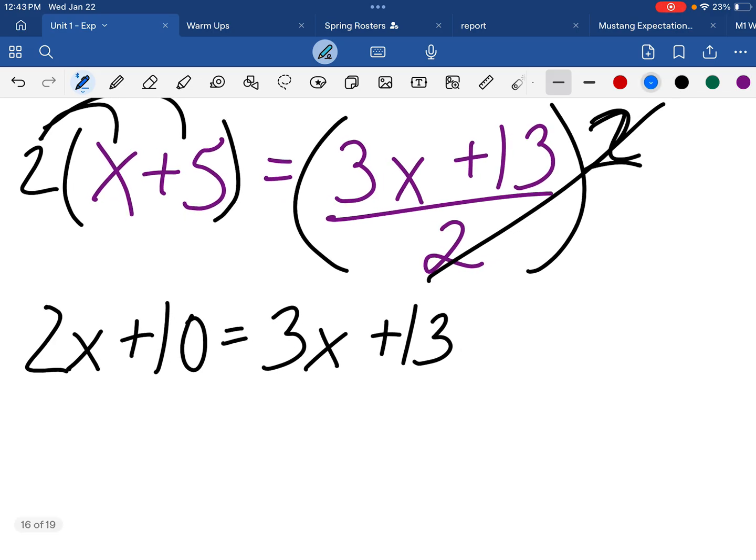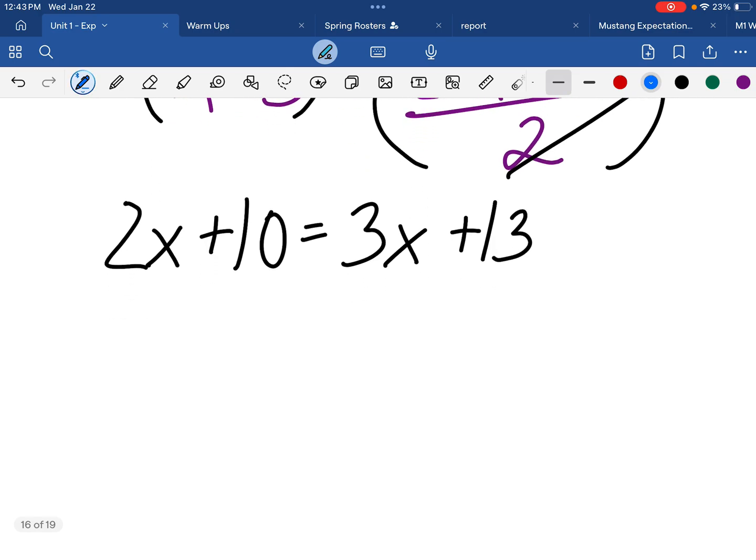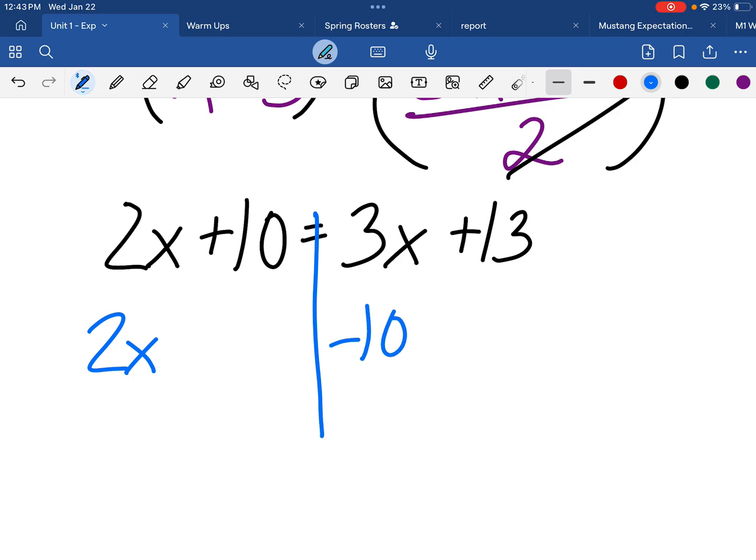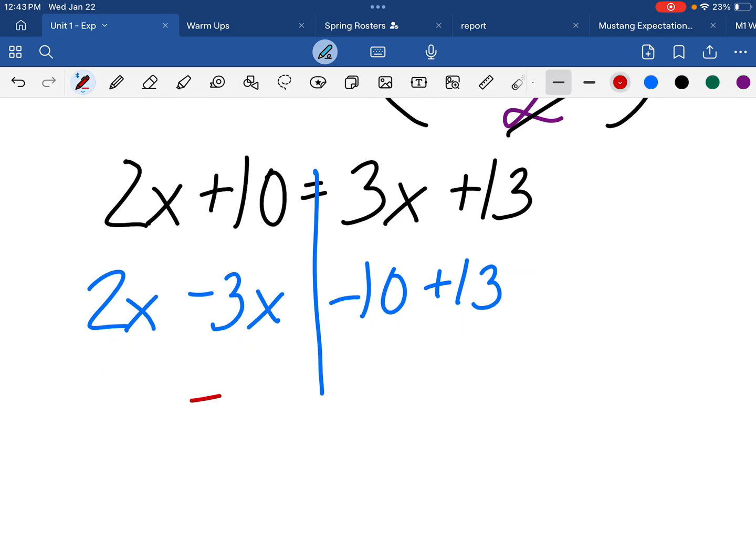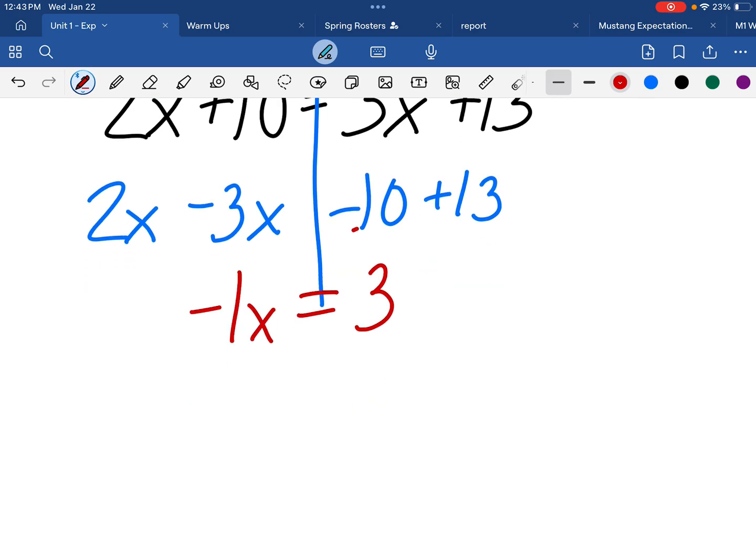Well, now this just looks like a plain old problem we're used to. So we do our split. 2x comes down, 10 goes over, becomes negative, 3x goes over, becomes negative, and then 13 drops. Okay, so 2 minus 3x, that's negative 1x, equals negative 10 plus 13. That'll be positive 3. So most of you are going to say, hey, we're done because we have 1x.